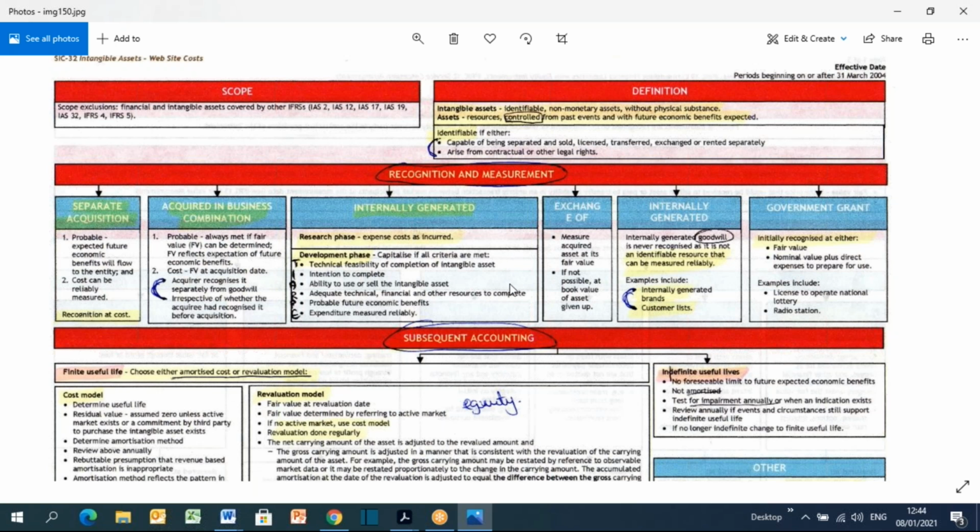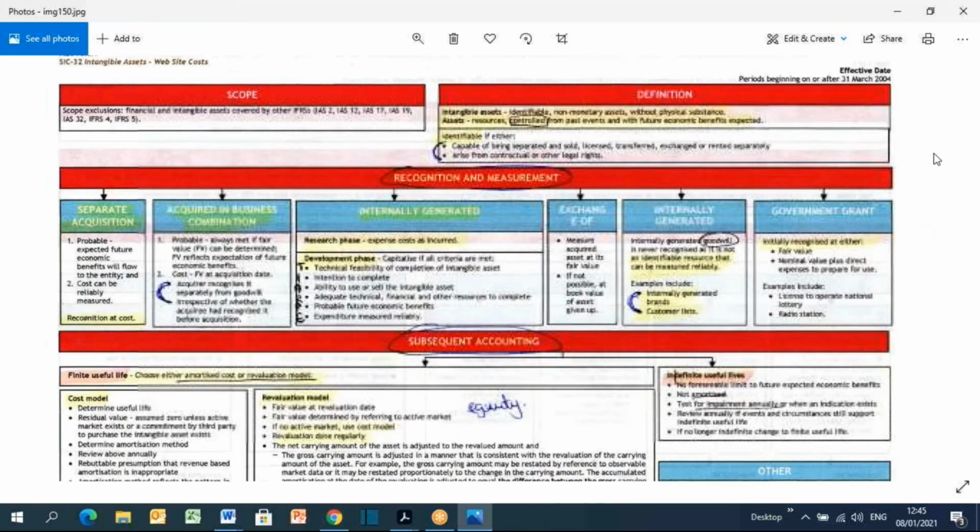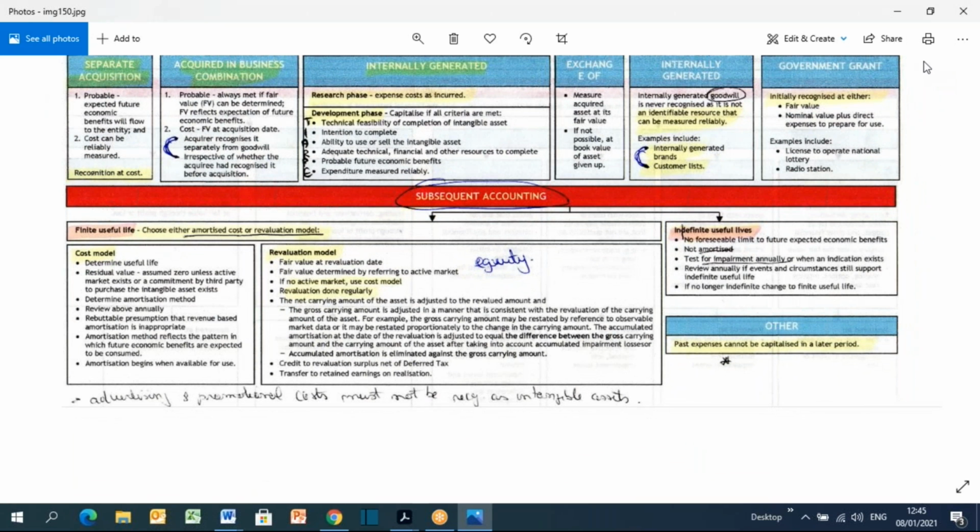You capitalize if the company has technical feasibility, or it has the intention, or it has the ability to use or sell the asset, has the resources, and probable future economic benefits. Also, you should remember that internally generated brands and customer lists are never recognized because they can't be measured reliably. You cannot be objective, you will be subjective and you'll give a higher value. So that's the reason for not recognizing internally generated assets.